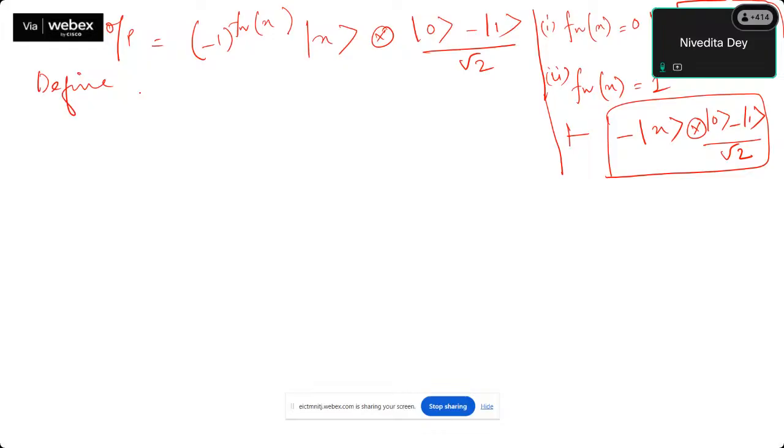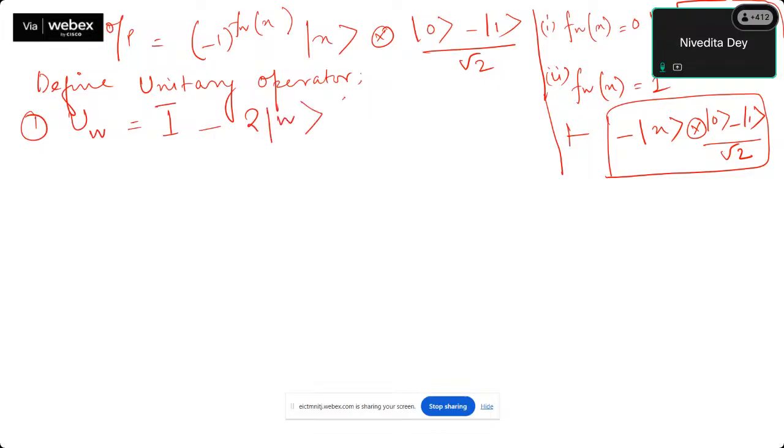So define a unitary operator, say U_W, for the marked item W, which is I (identity) minus 2|W><W|. And why are we doing this, and how did this suddenly come about? Let's see what happens when this U_W acts on W.